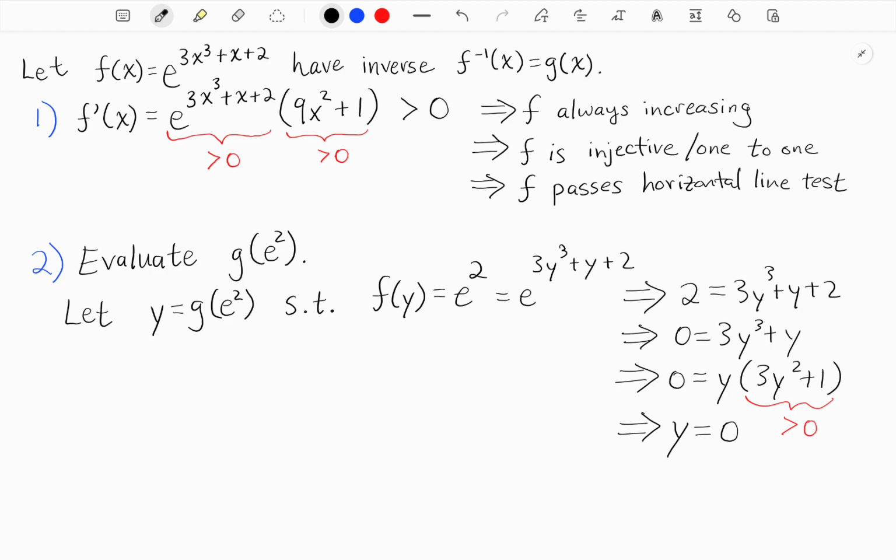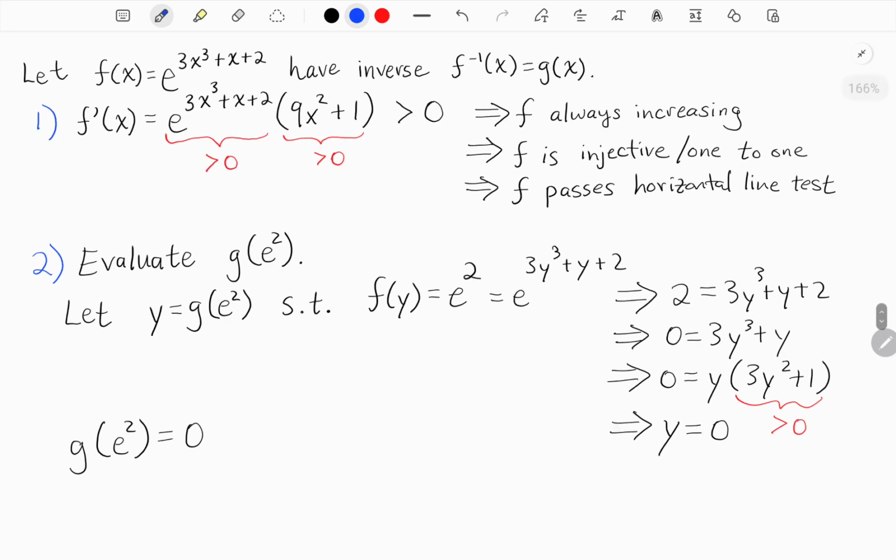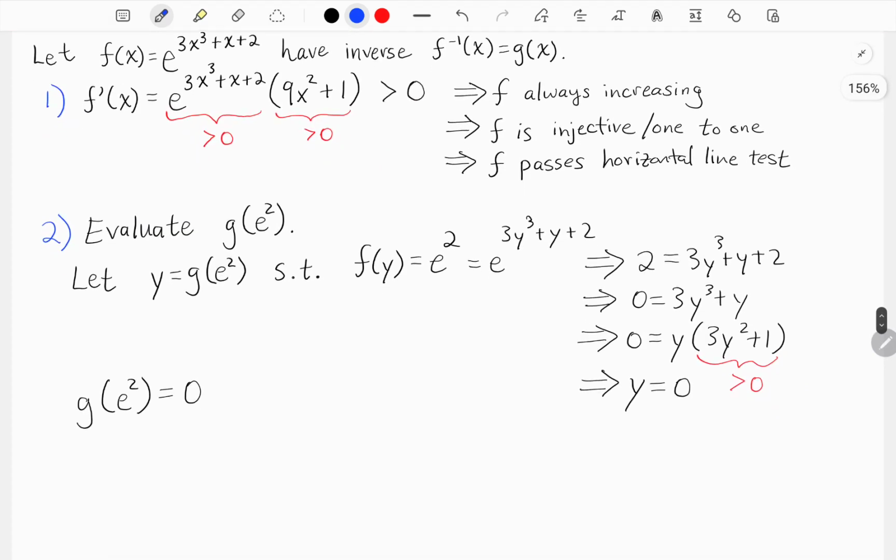Okay, so then we know that g of e squared is equal to 0. All right. So g of e squared is equal to 0.